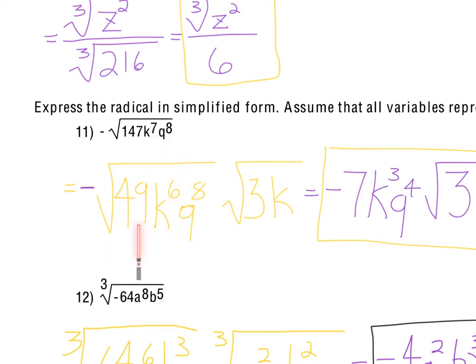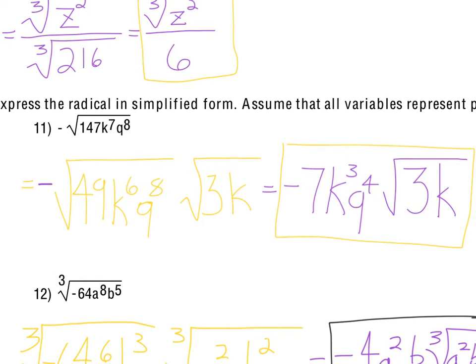When we do square root this, again we still have that negative, and then 7k cubed q to the 4th, and then just that square root of 3k still in the radical there. So there's what we come up with for that one.